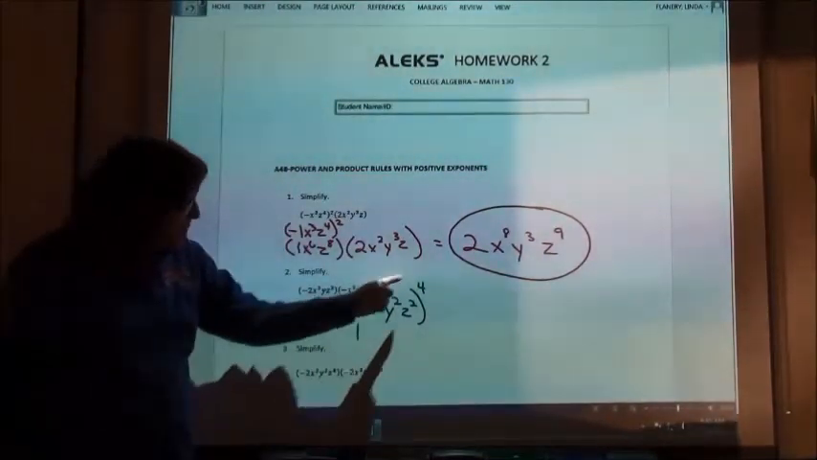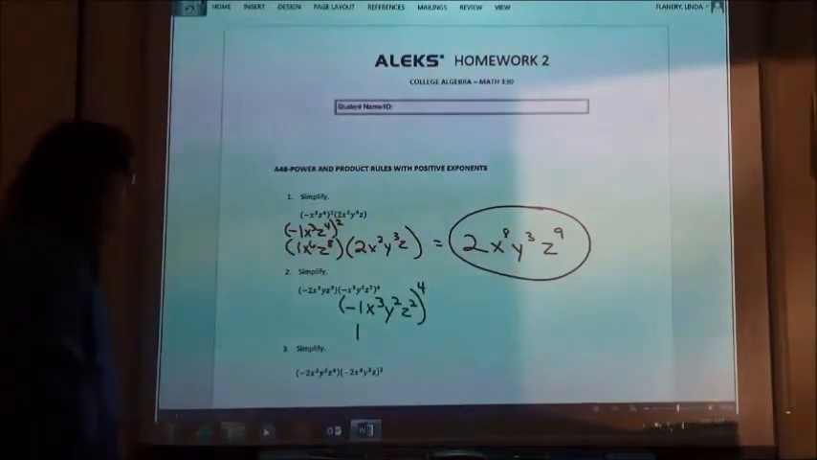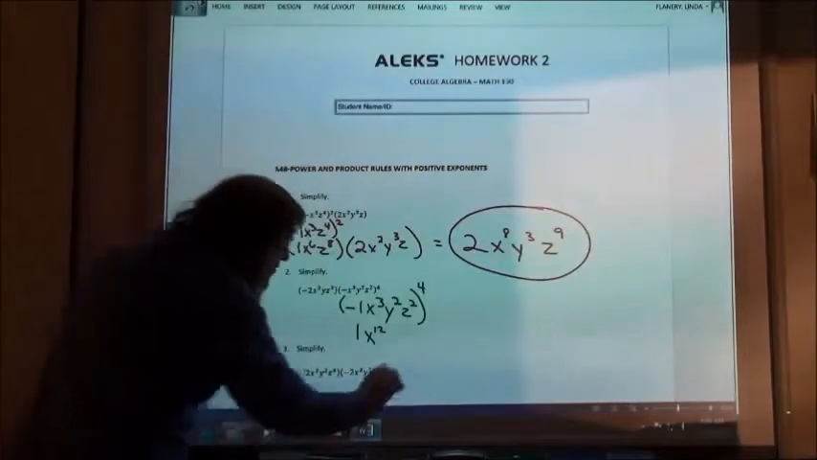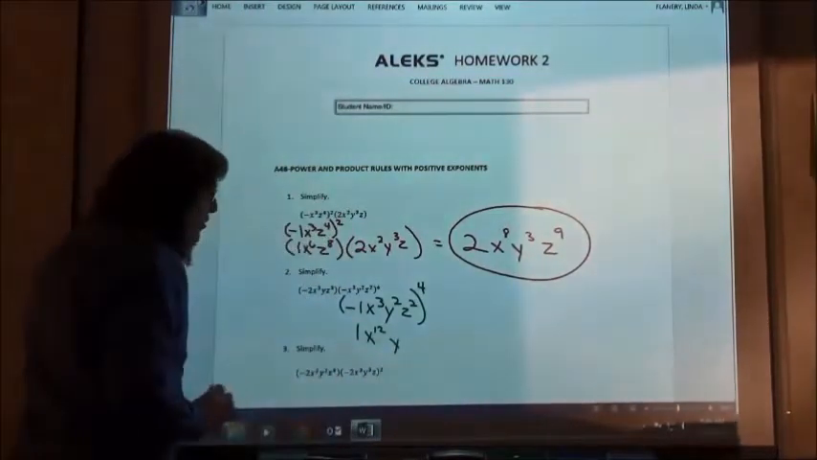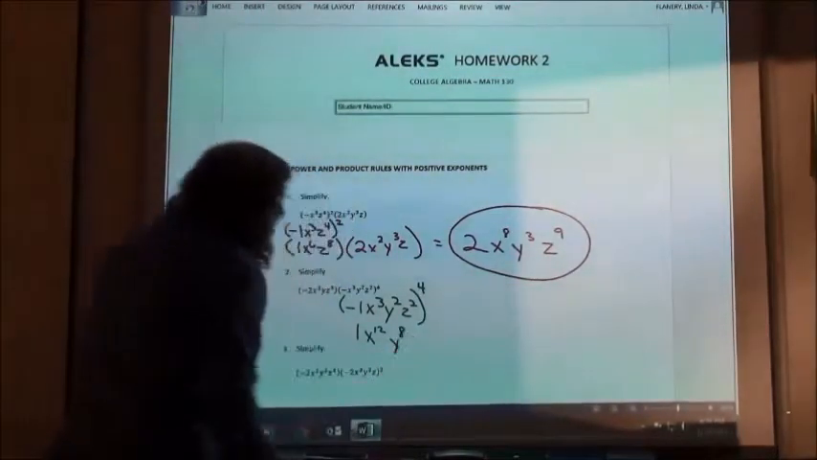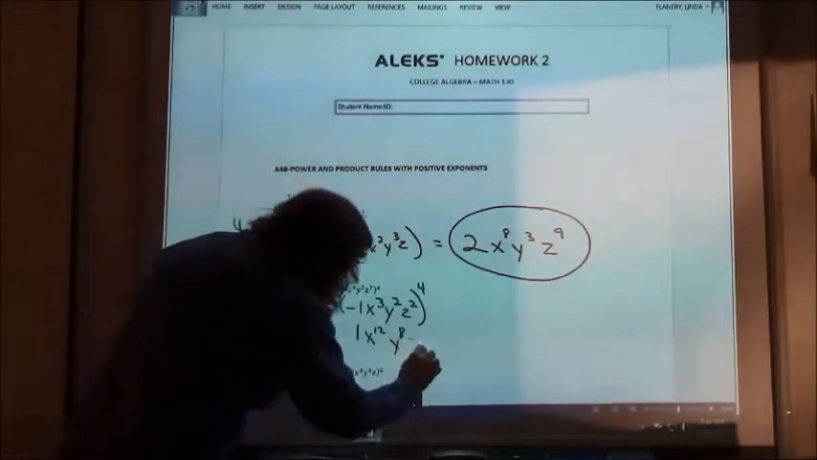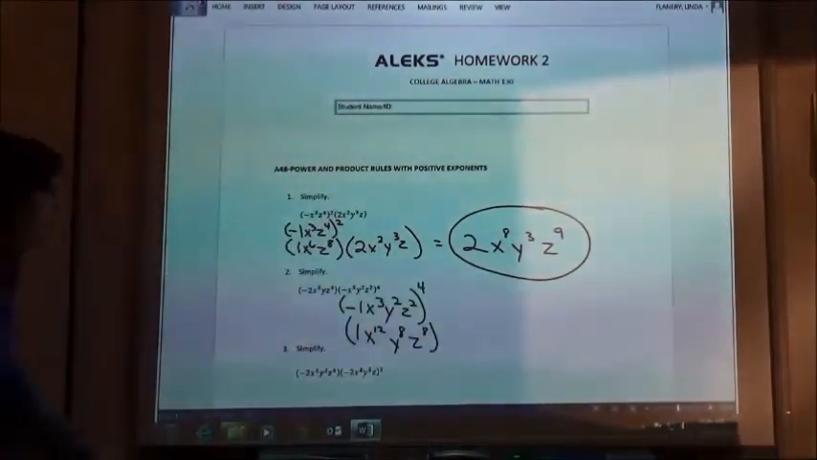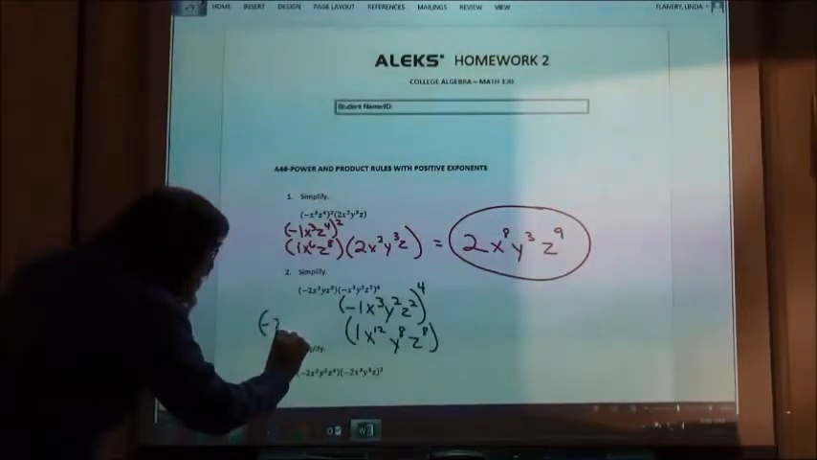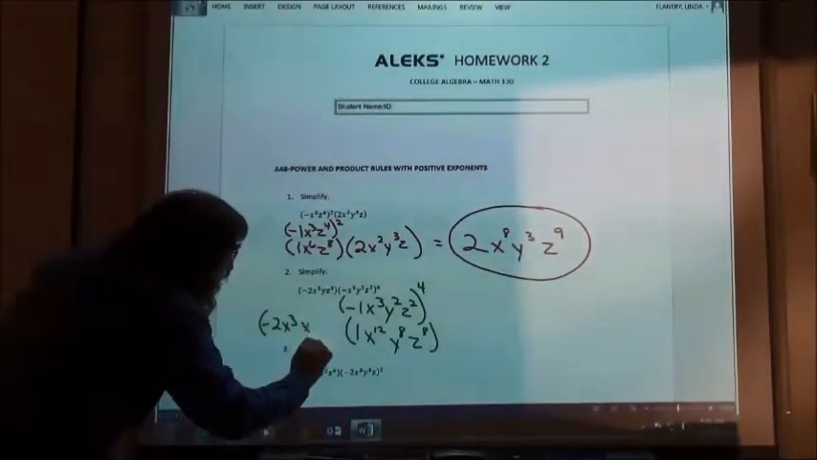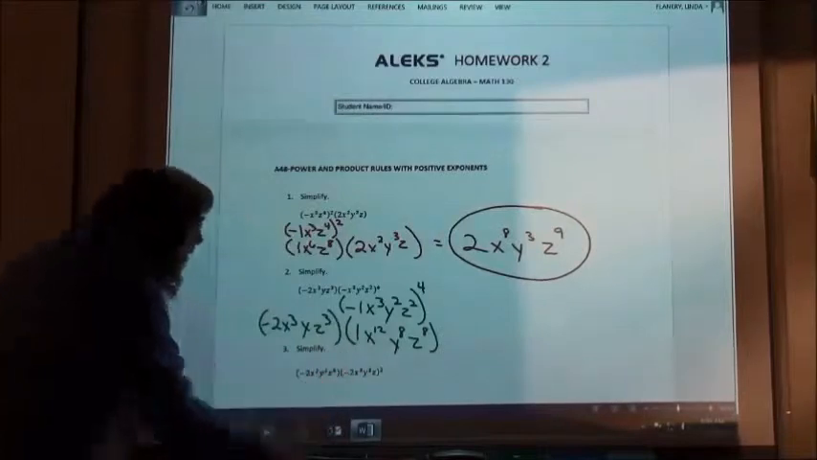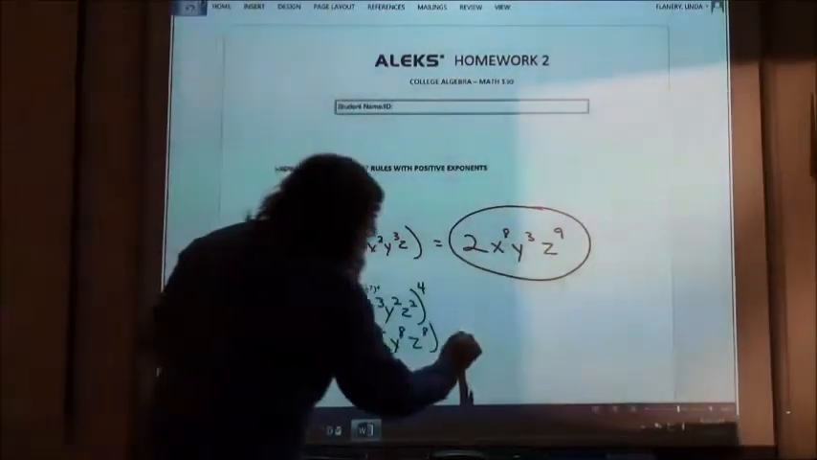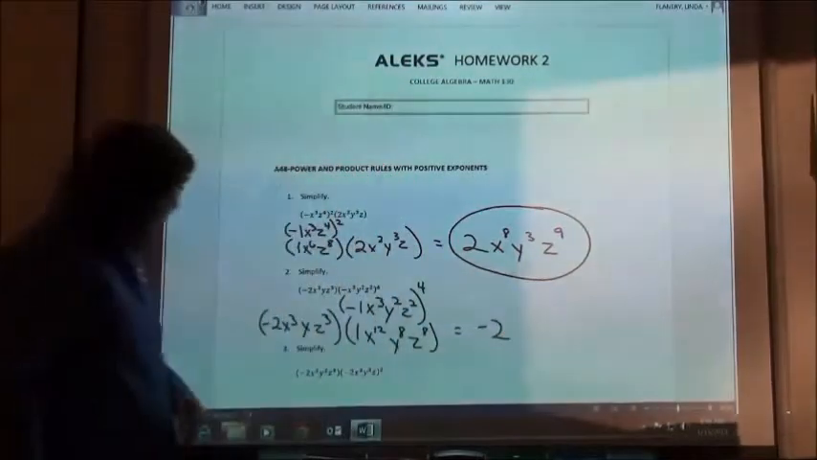Again, when I raise to a power, I'm going to multiply my exponents. So I'm going to get x to the 3 times 4 is 12, y to the 2 times 4 is 8, and z to the 2 times 4 also 8. And then I'm going to multiply that times the stuff in the front expression. So -2x cubed y z to the 3rd. So -2 times 1 is going to give me -2.